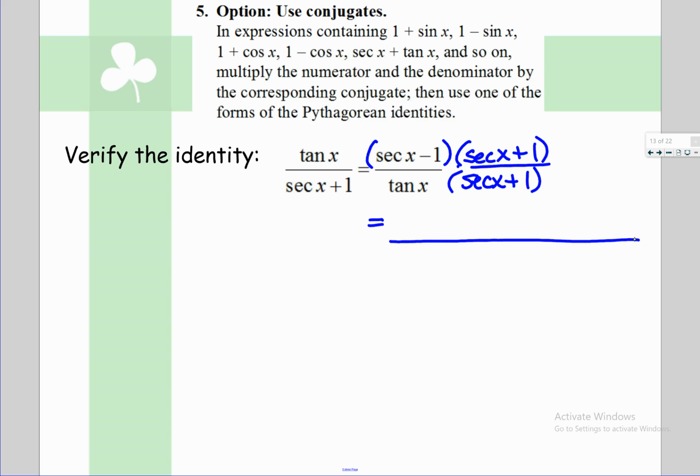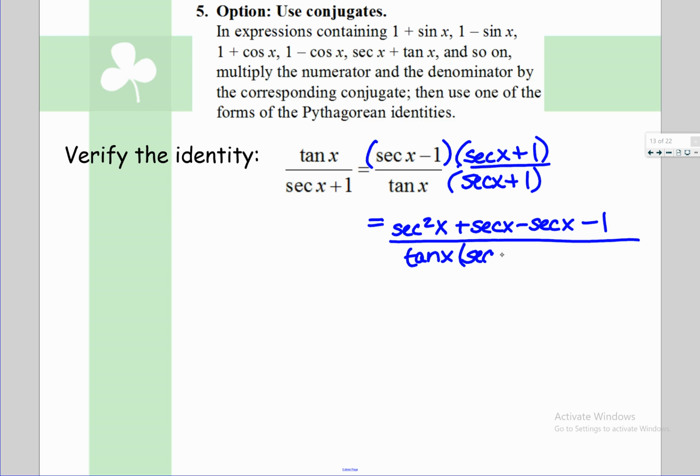So my first terms are going to give me what? Secant times secant. Secant squared. What are your outside terms going to give you? Secant times 1. Secant. What about your inside terms? Negative 1 times secant. Negative secant. And then your last terms, 1 and negative 1. Negative 1. Now the denominator, if you want to, you can distribute that tangent in.